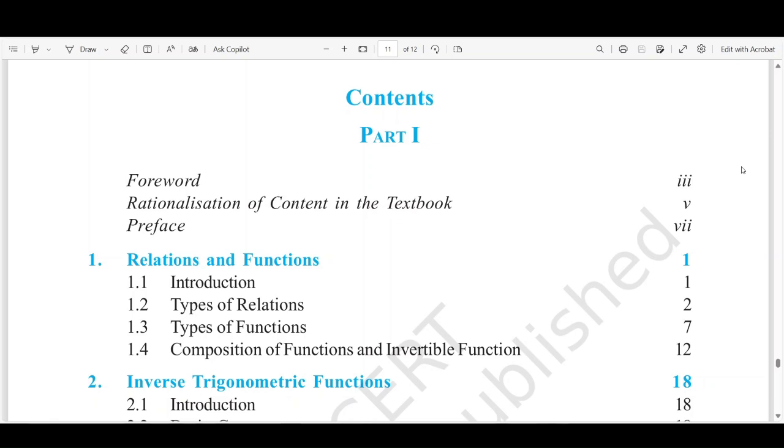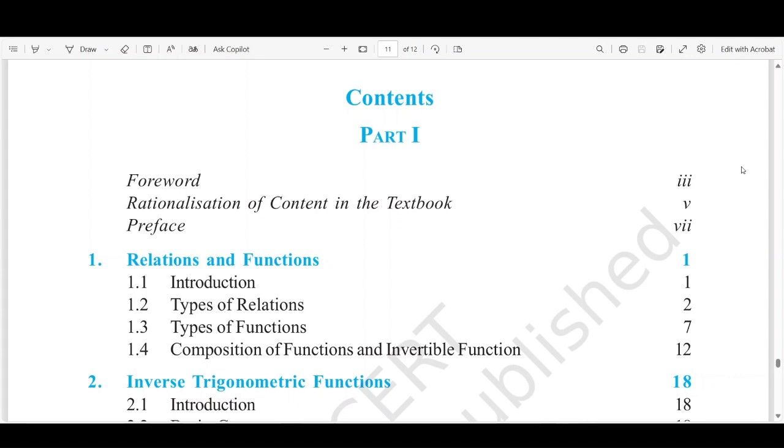In this video series, we will be discussing CBSE Class 12 Maths. In this subject, we have 13 chapters in total, 6 chapters in Volume 1 and 7 chapters in Volume 2. So in this video, we will be discussing Chapter 1, Relations and Functions.